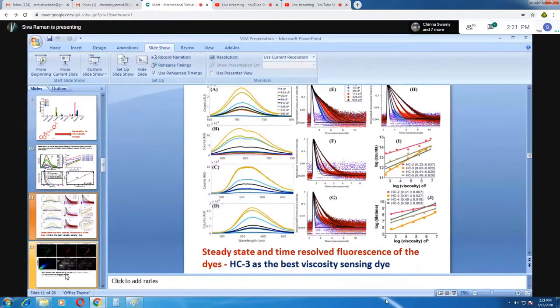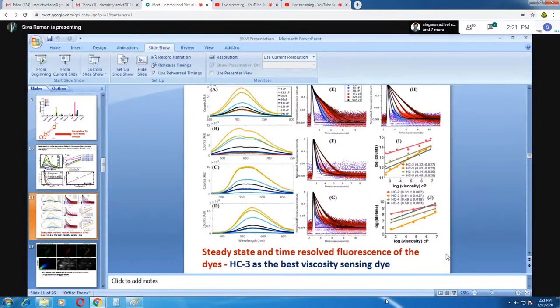Of all of the dyes, HC3 is the best viscosity-sensing dye from the above study. After HC3, HC1 is the second one. You can see that HC3 shows a value of 0.63 and HC1 is also showing a value of 0.61. So both dyes are good candidates for viscosity-sensing dyes.